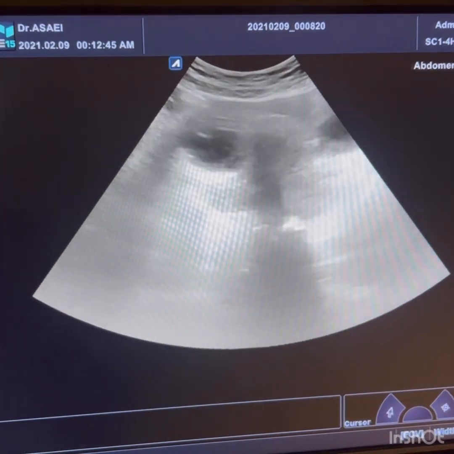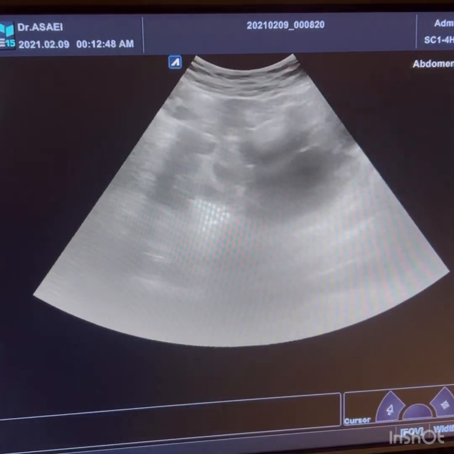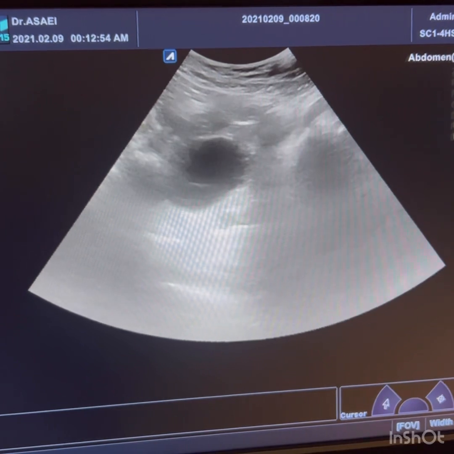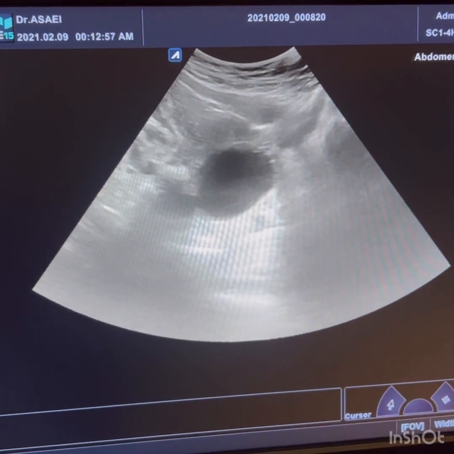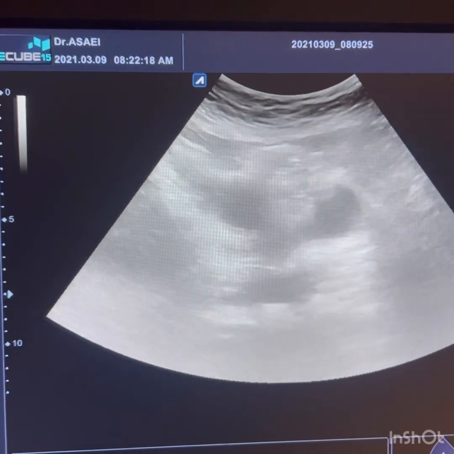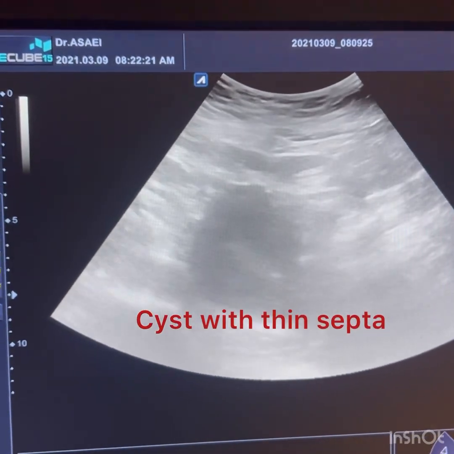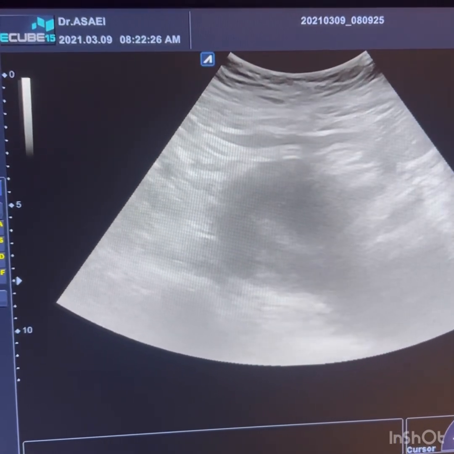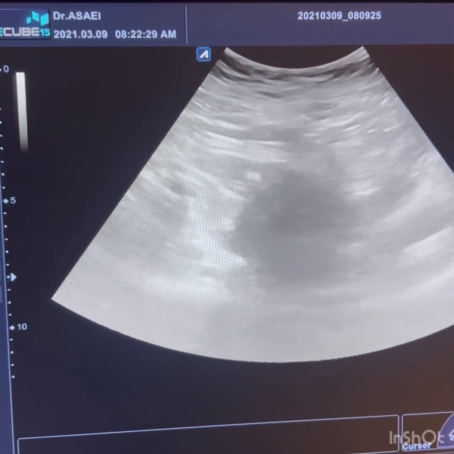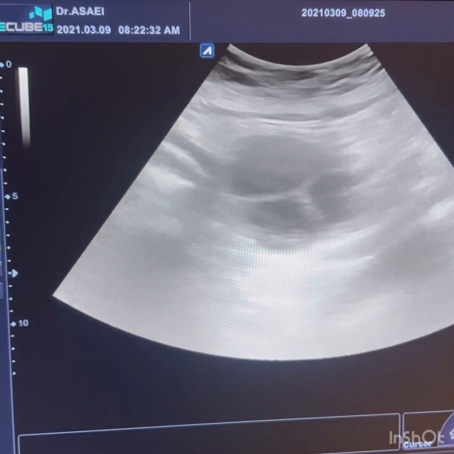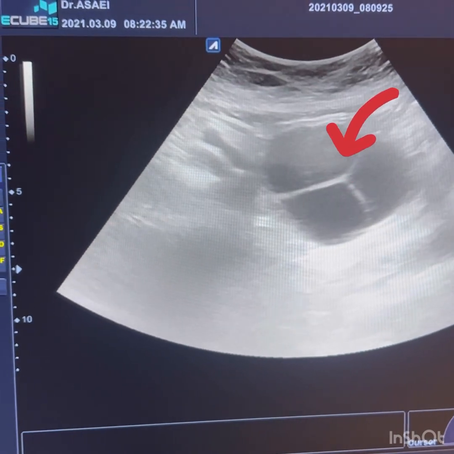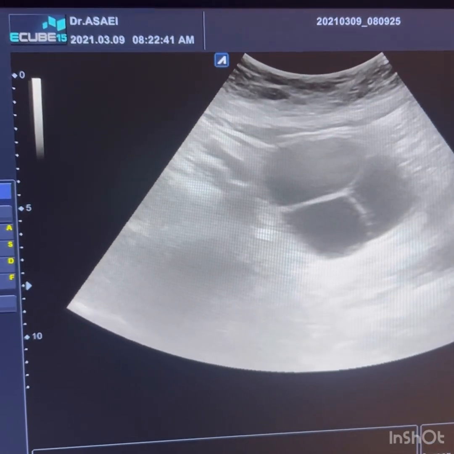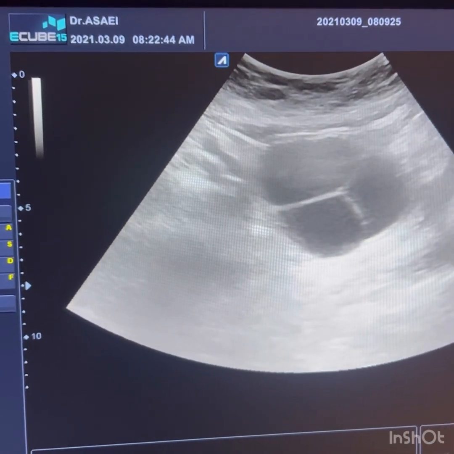As it's obvious, no internal echo is seen inside the cyst. The cyst has thin walls and no solid component. Cysts may have thin septa. Cysts with thin septa are not simple, but still benign. In this case, we can see a cyst with thin septa in right ovary. The septated cyst in this patient is about 6 centimeters.